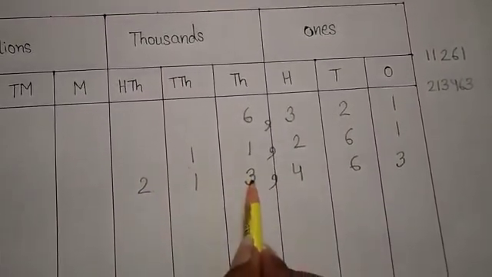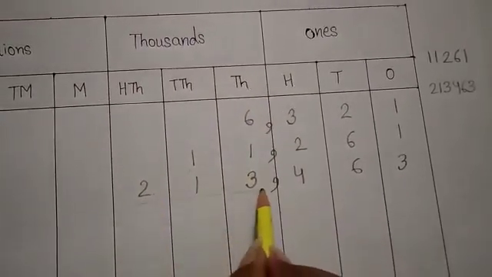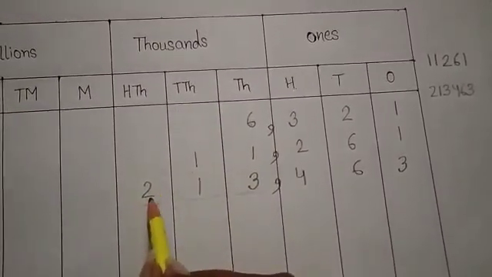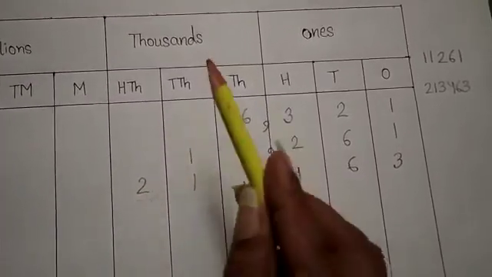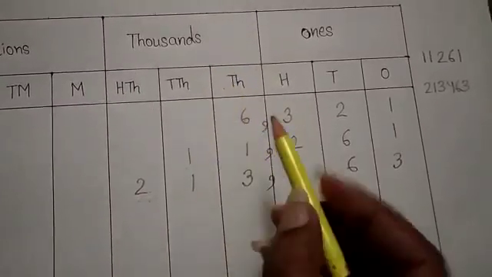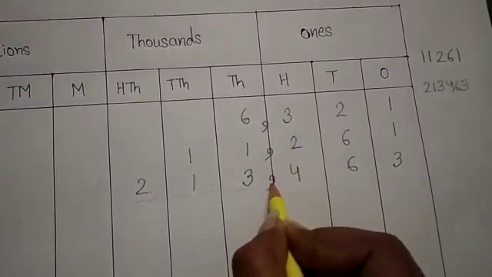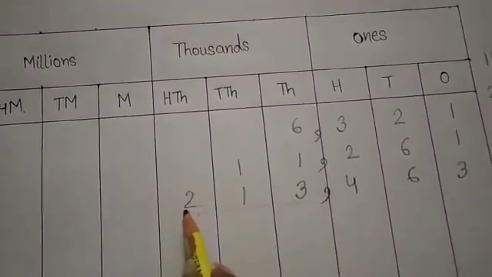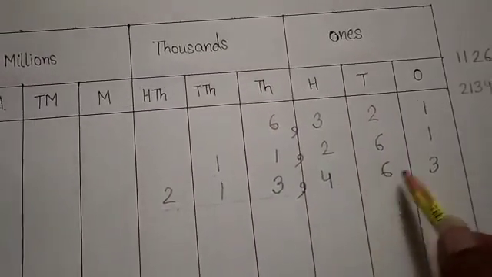You can see here 2, 1, 3. These three numbers are in the thousand period. So we can read these three numbers combined like 213,000. After that, in this comma place, we use thousand. So how can we read it? 213,463.